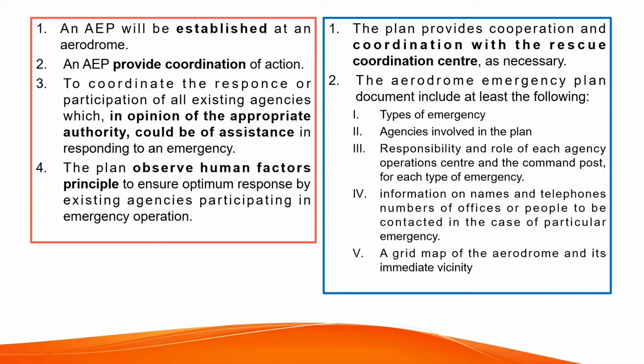A grid map of the aerodrome. So this is also important because you need to know at which certain area the emergency is happening, because in certain airports there are a few areas inside the airport that are not, you'd say, normal. So they could be water areas or swampy areas.